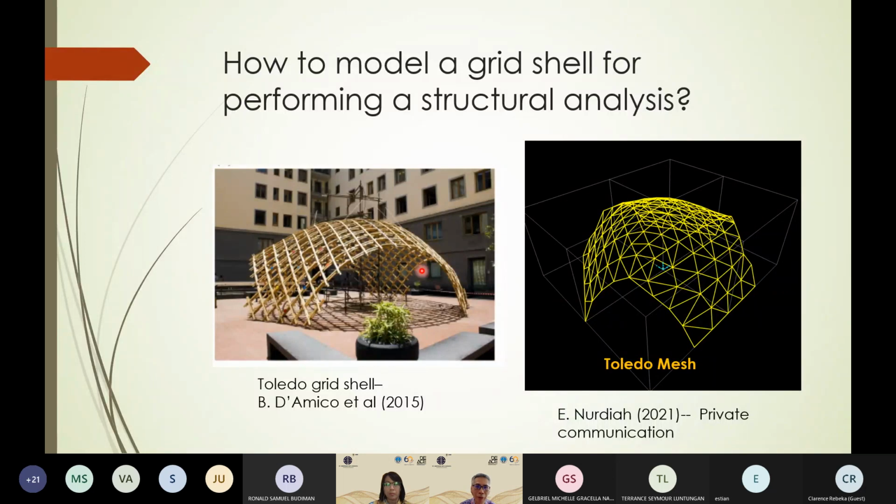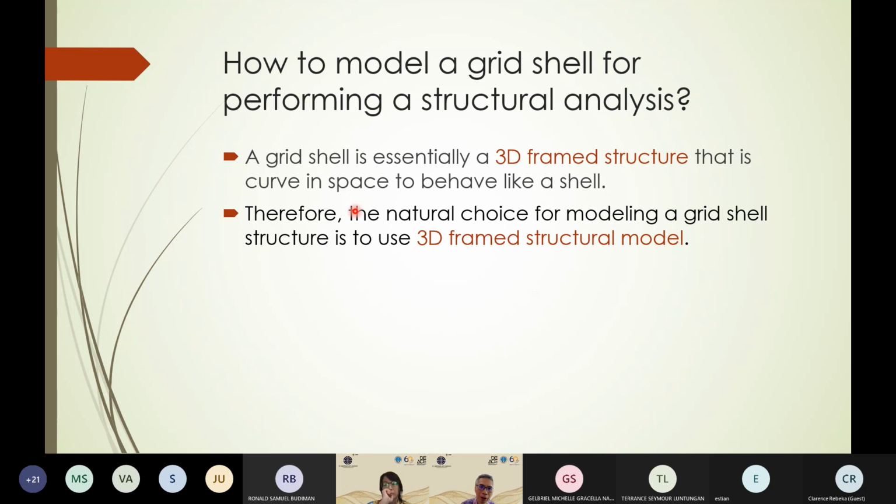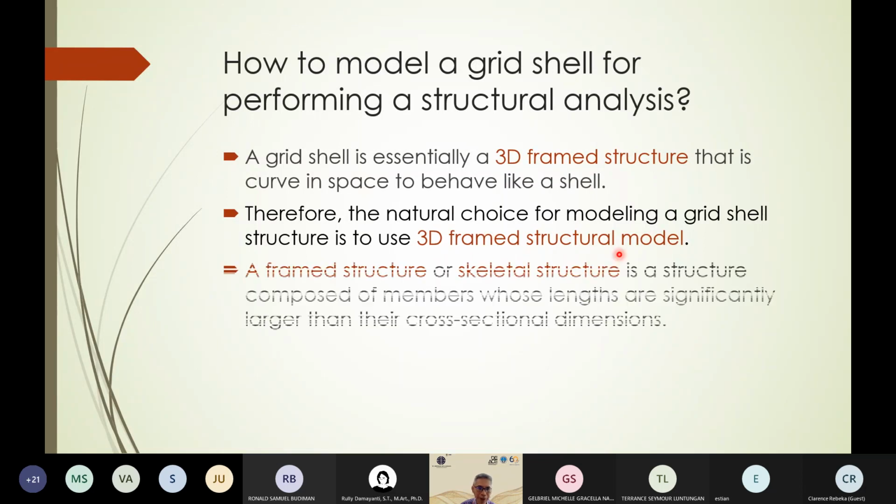Okay, now let's turn our attention to grid shell modeling. For example, if we have a model like this given by an architect, how can we analyze the structure? Well, a grid shell is essentially a 3D frame structure that is curved in space to behave like a shell. This is by definition, right? So the natural choice, as I mentioned before, is to use a 3D frame structure model.